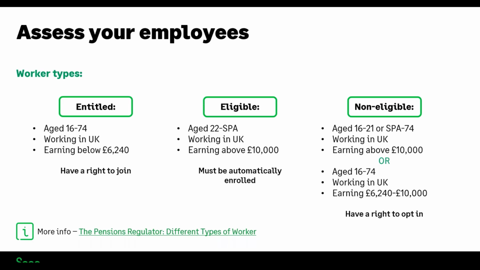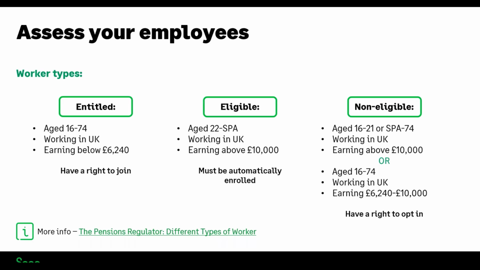Entitled is for employees aged 16 to 74 working in the UK earning below £6,240, and these employees have a right to join the scheme if they wish. Eligible is for employees aged 22 to state pension age, working in the UK, earning above £10,000. And these employees are the ones who do need to be automatically enrolled into the scheme. So even if they don't want to be part of the pension scheme, you must still carry out your automatic enrolment duties, and the employees will then have the opportunity to opt out if they wish.